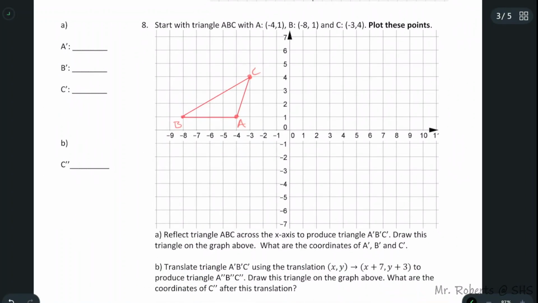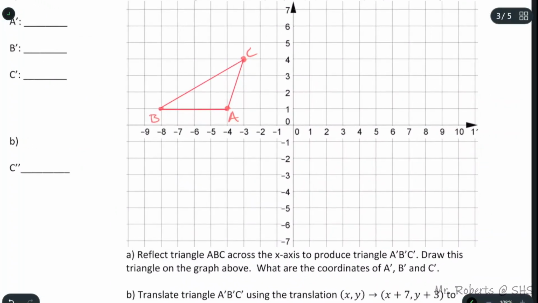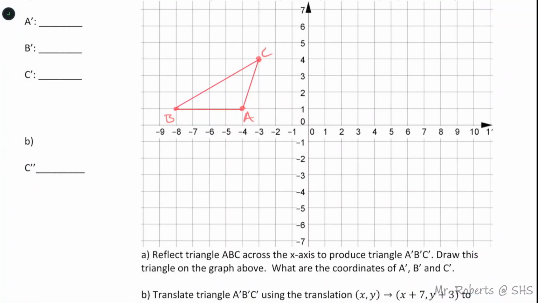All right, let's see. Part A says reflect this triangle, ABC, across the x-axis to produce a new triangle. Okay, so the important bit is this: across the x-axis, so it's going to go down this way, right? So when I do that reflection, instead of going back 4 and then up 1, I'm going to go back 4 and down 1. This is going to become my A prime. I'm going to go back 8 and down 1. This will become B prime. B prime, not B to the negative first power, B prime. And then C is going to live at negative 3, negative 4.